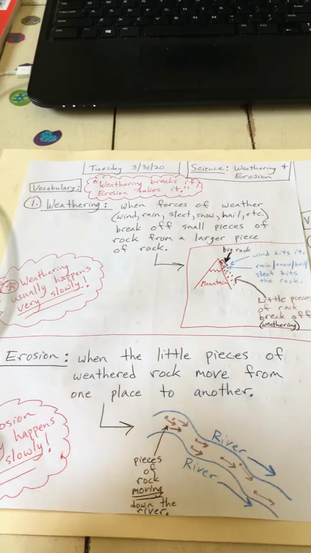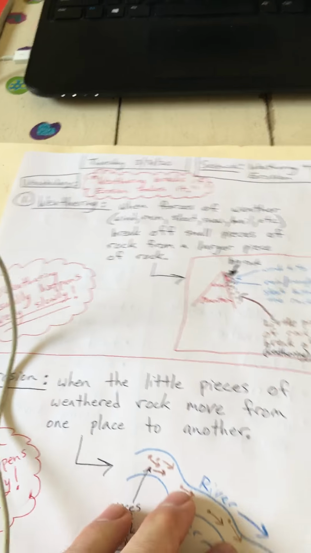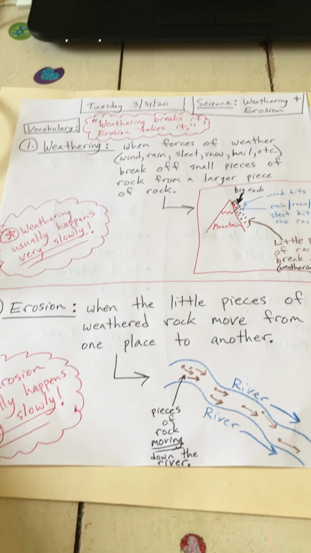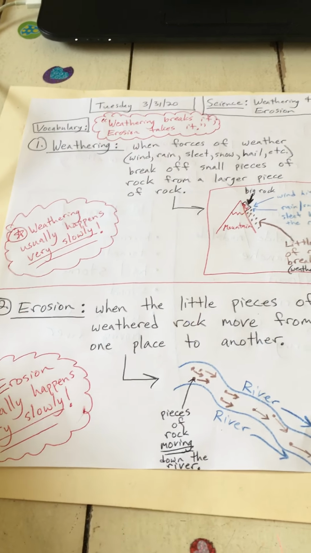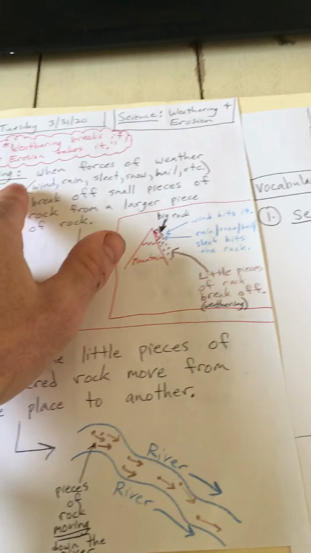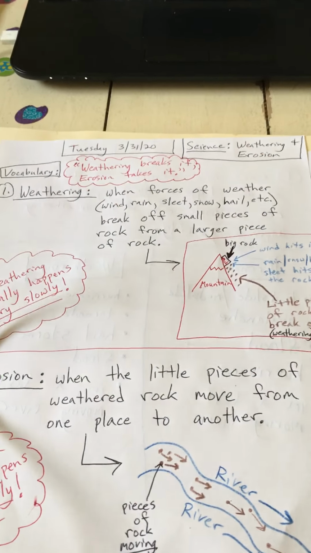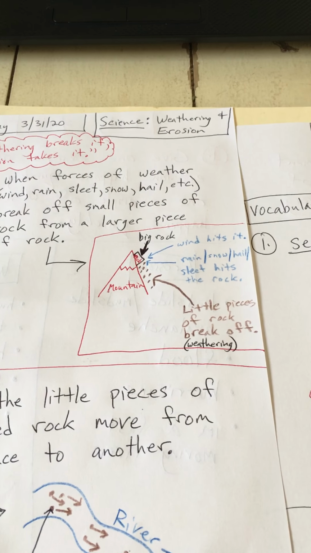Here we go. So this is what we talked about yesterday. We talked about weathering. The saying here at the top says, weathering breaks it, erosion takes it. And we're going to move that on today. We're going to expand on what we talked about yesterday. So weathering is when forces of weather, such as wind, rain, sleet, snow, hail, etc., break off small pieces of rock from a larger piece of rock. So weathering breaks it. Weathering is when the bigger rock gets broken down into smaller pieces that break off of it. Okay? And I drew a picture here, but I'm going to get back to that picture.